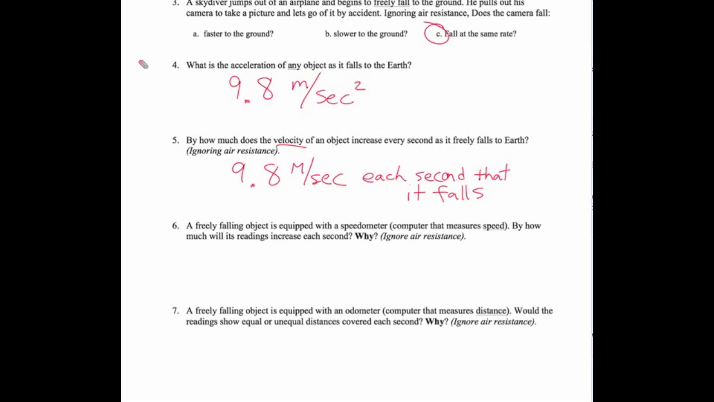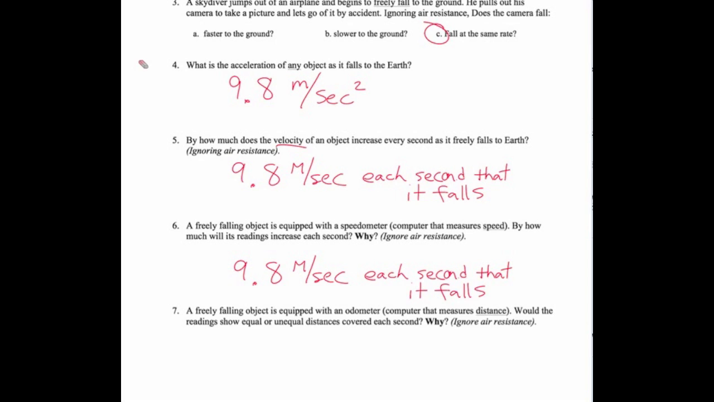On Earth, all objects accelerate to the ground at 9.8 meters per second squared, which means the velocity of an object will increase by 9.8 meters per second each second that it falls. In other words, if a freely falling object has a speedometer on it, the readings will increase by 9.8 meters per second each second that it falls.